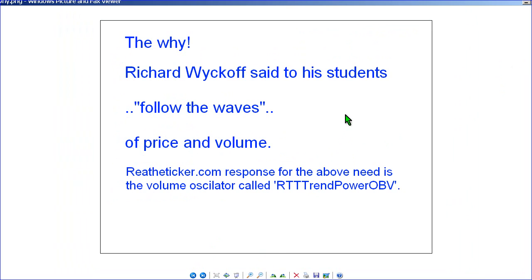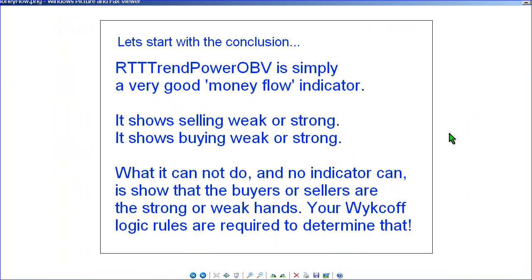The why. Richard Wyckoff said to his students, follow the waves of price and volume. Our response to this need is the RTT Trend Power OBV. Let's start with the conclusion.